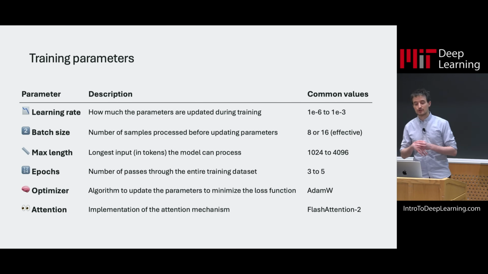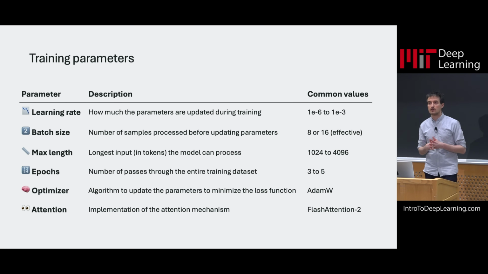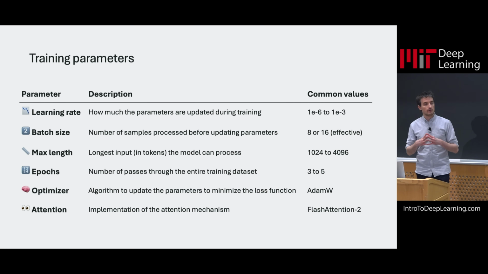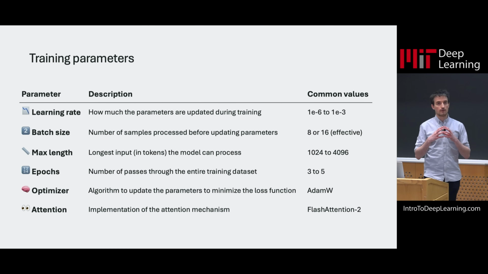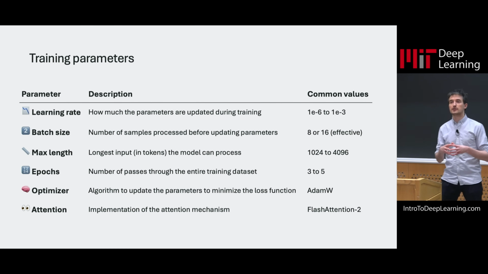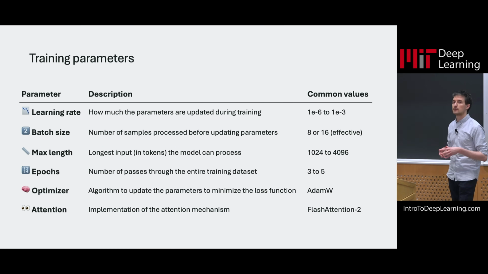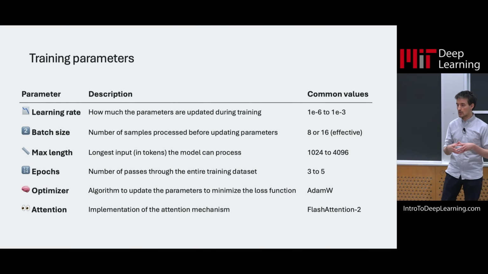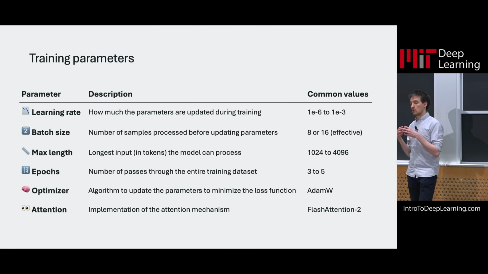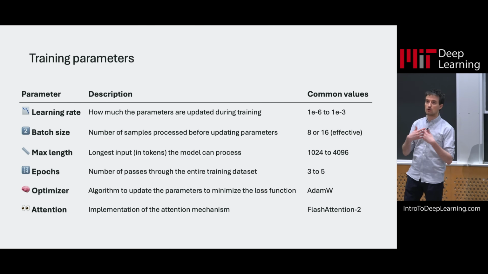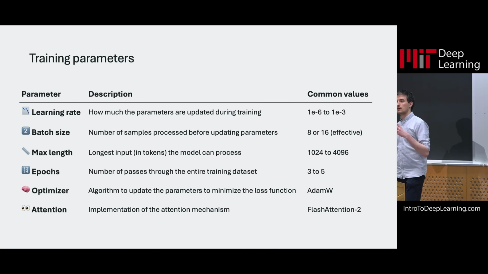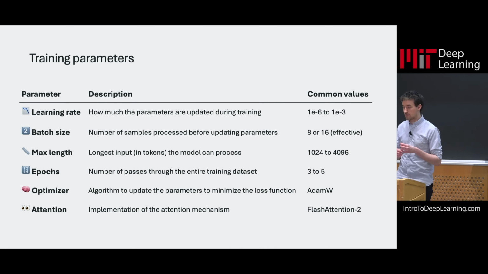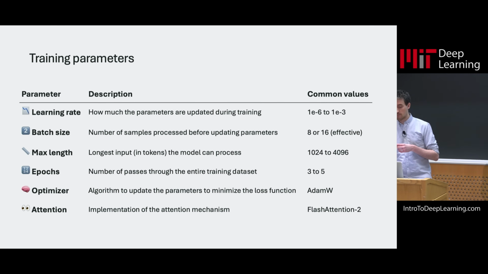And about the attention mechanism, flash attention is pretty much all you need. Flash attention is a very efficient implementation of the attention mechanism in the transformer architecture. And that makes it a lot faster, especially to process long sequence lengths. So this is the one that I would recommend always if you can.